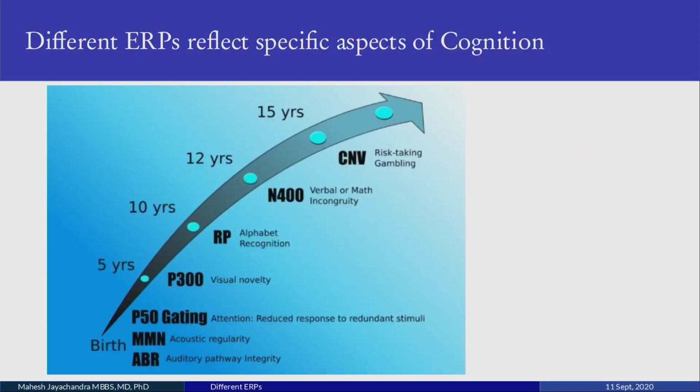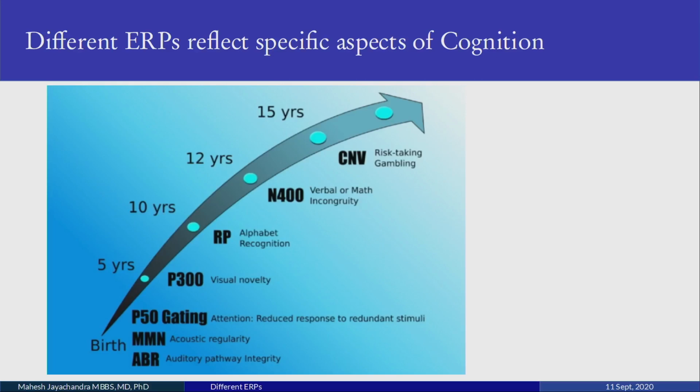ERP. Okay. So this is just a brief overview of commonly used event-related potentials. There are many more, but we can't possibly cover every single one of them. So I shall be focusing on the important ones and the ones generally used in clinical research. So ERPs, all of them are not present all the time. Some of them are present at birth, but most of them develop as the brain develops through age.